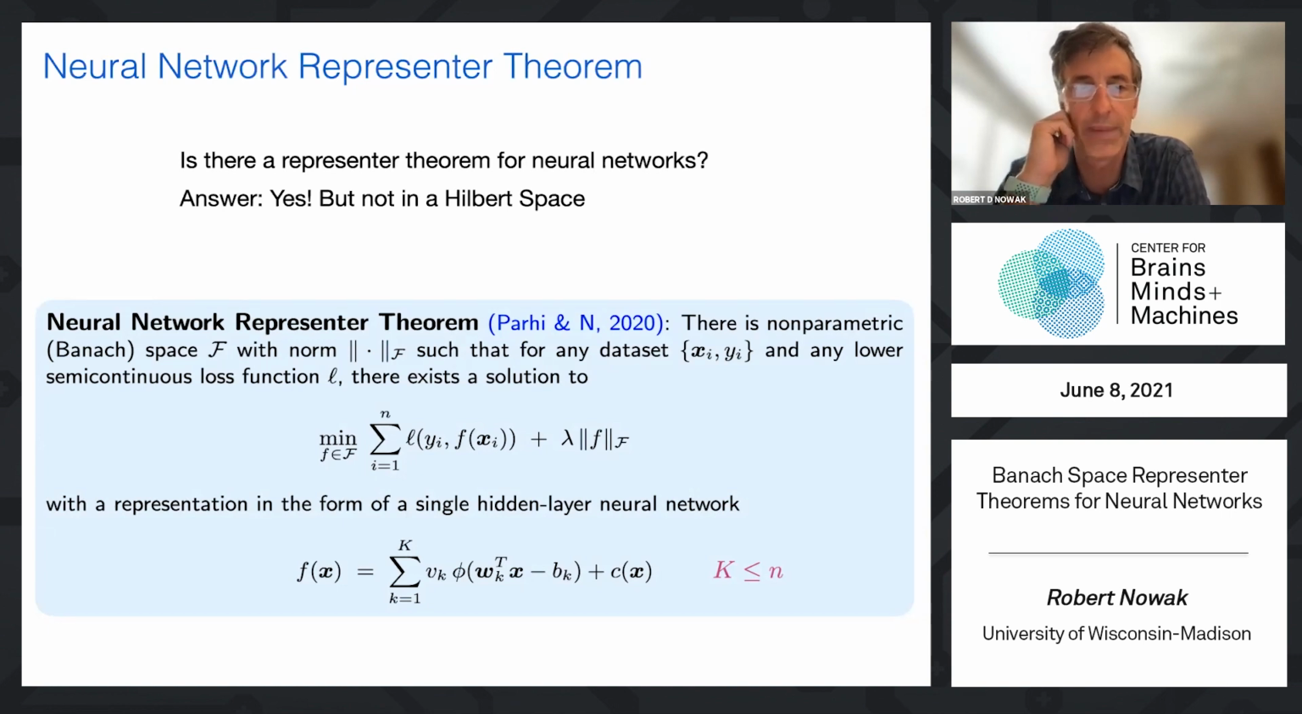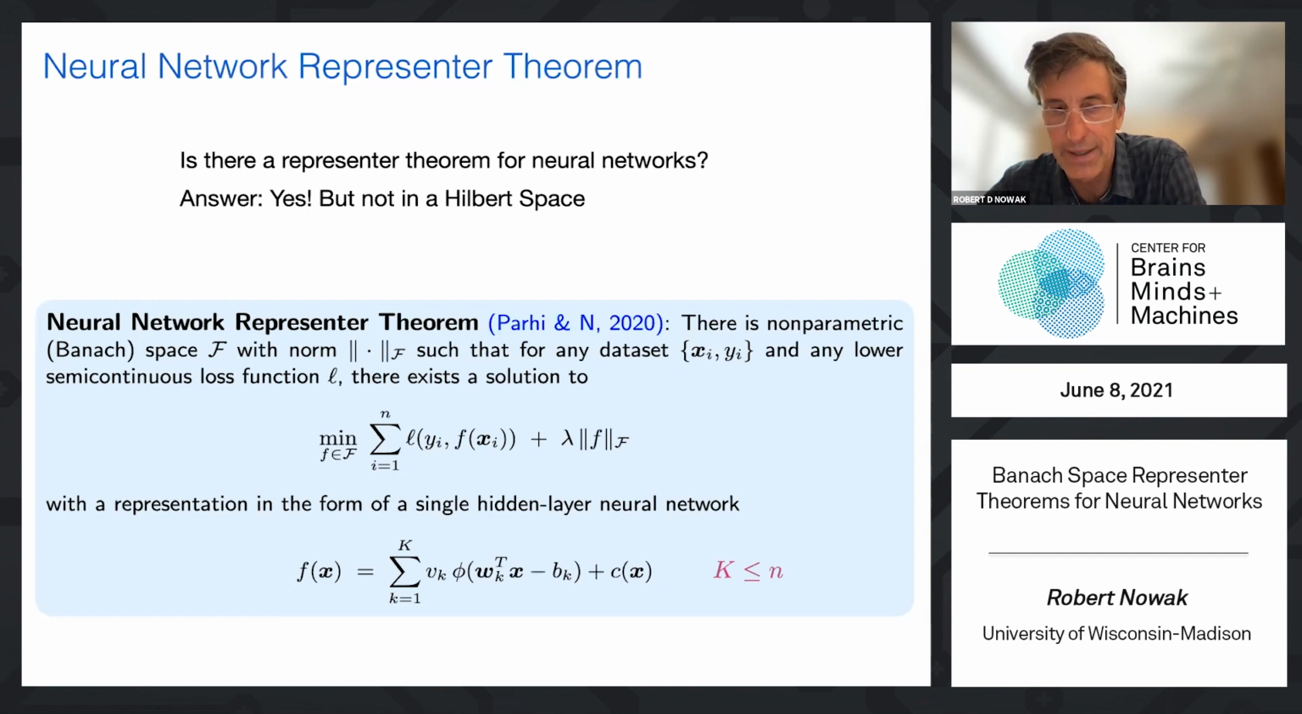So this is an informal statement of our representer theorem. There's a non-parametric Banach space that has a particular norm, which I'll give you in a few minutes here, such that for any data set and any loss function, again, it could just be squared error, if you solve a similar regularization problem, where you try to fit the data, but now instead of using a reproducing kernel Hilbert space norm, you use this special Banach space norm that I'll tell you about, then the solutions have a representation that are exactly the form of a single hidden layer rectified linear unit neural network, where the number of neurons can be less than or equal to the number of training points. So here K is the number of neurons in your neural network, and the number that you need is less than or equal to the number of training data.